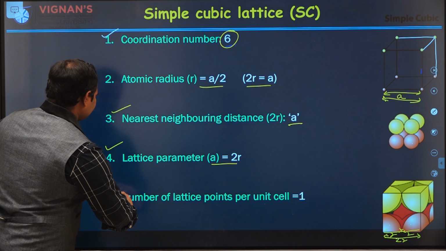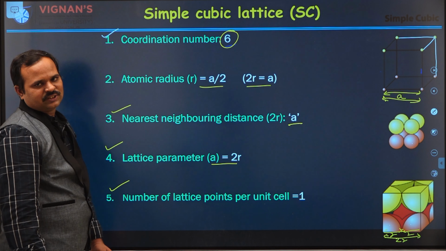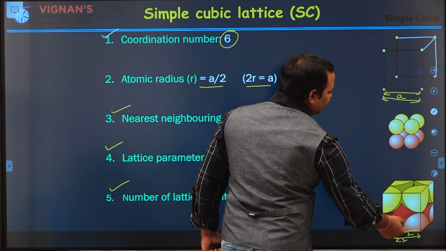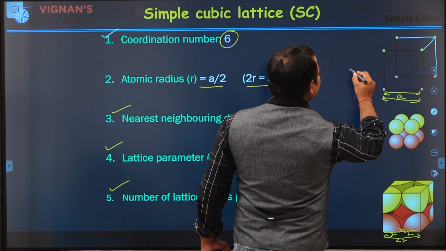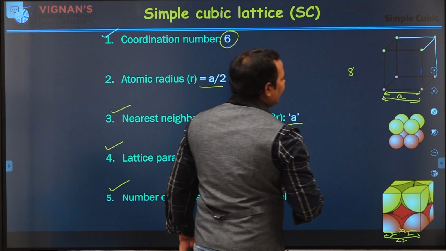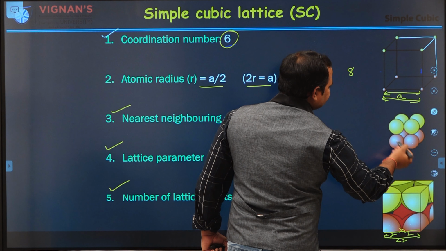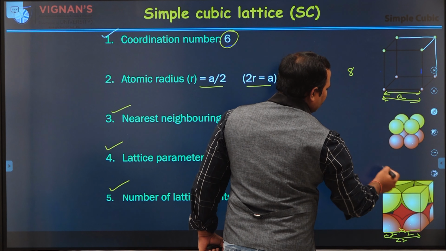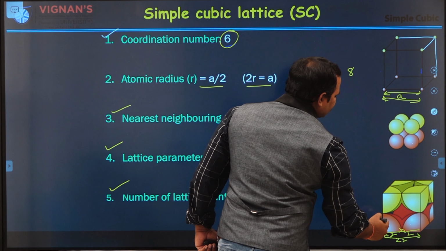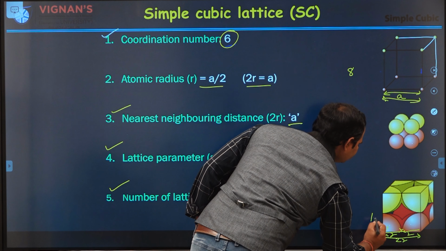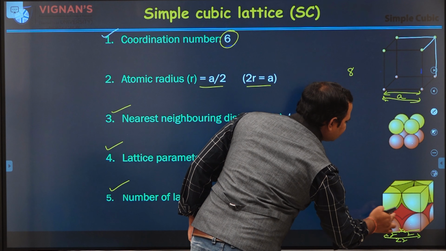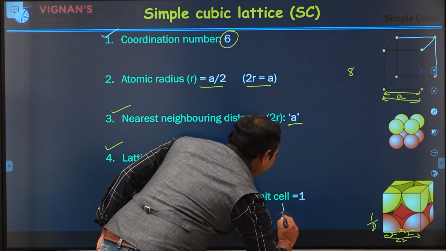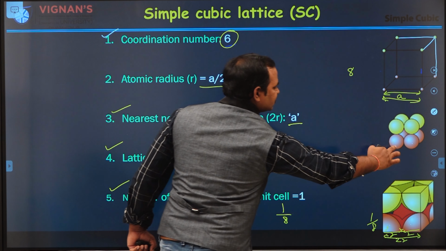Another one is the number of lattice points per unit cell. As you can see here, how many lattice points are there? There are 8 corners, and every corner has an atom. The bottom side 4, upside 4. Now, every atom contributes to the unit cell only 1 by 8th of the full atom. So every sphere is contributing 1 by 8th.